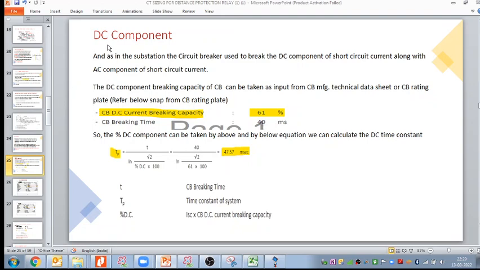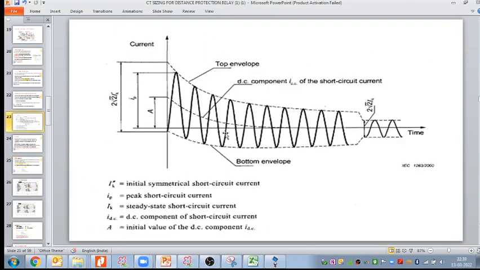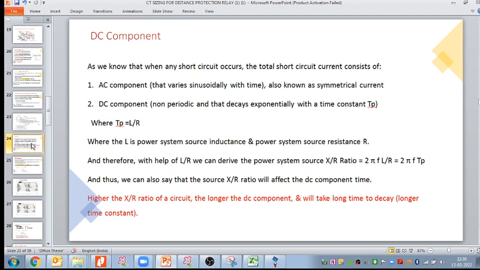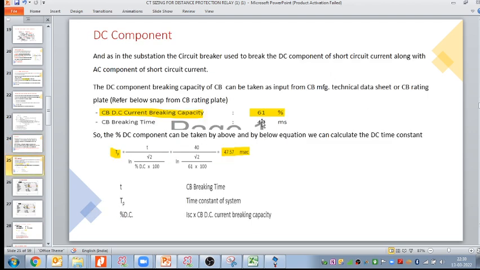Okay, so coming back, why have we taken the DC breaking capacity here? As I said, because when the fault happens, there is DC current also. That is why we take this DC breaking capacity, and the breaking time of 40 milliseconds, and based on that we can calculate the time constant. Based on the time constant, we can find out the X by R.